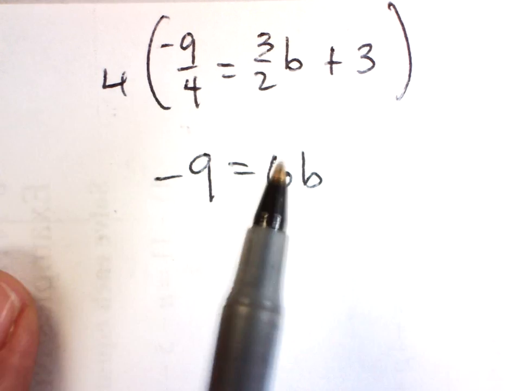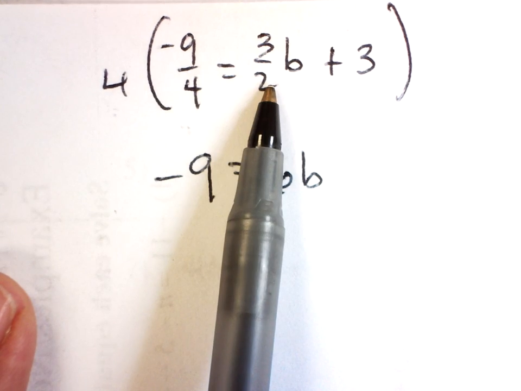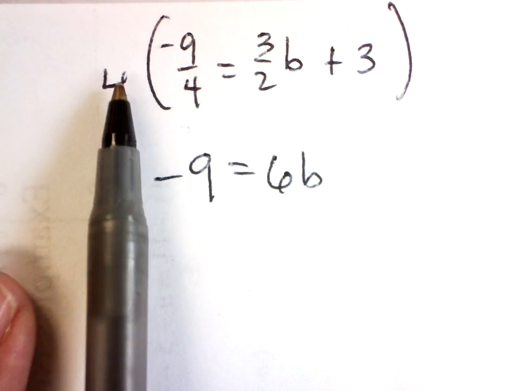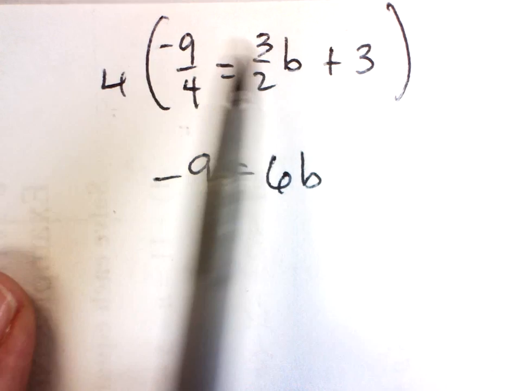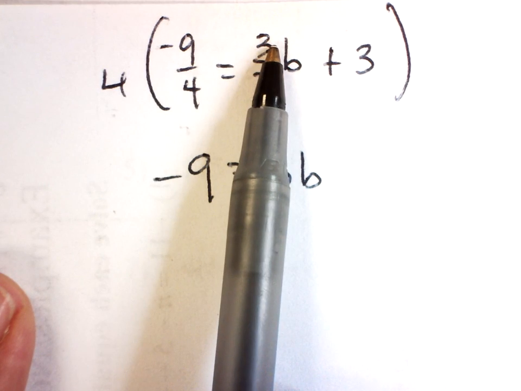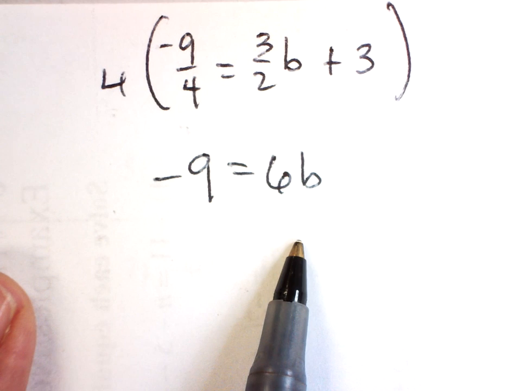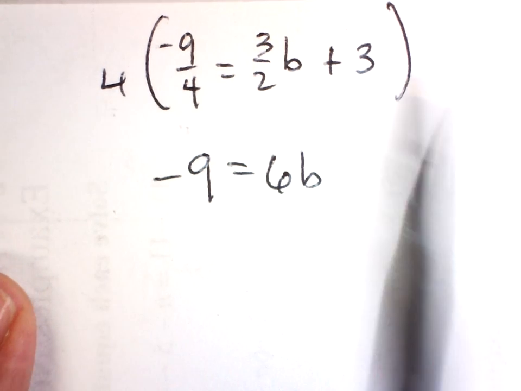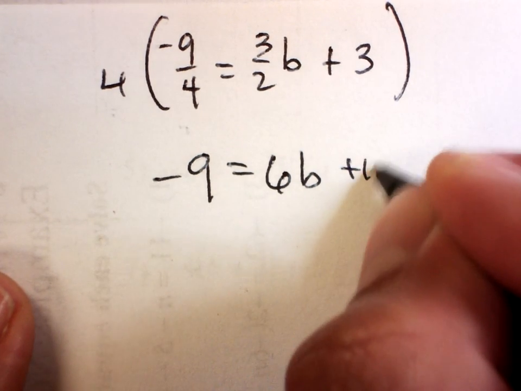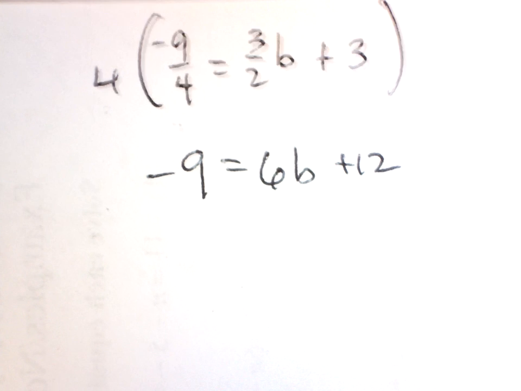Again, I cannot do 4 times 3 and then also do 4 times 2. That I can't do. I can only do the 4 times the top number because the 4 is on the top and the 3 is on the top. So I have 4 times 3, which is 12, and 12 divided by 2, which is just 6, and the b just stays there. And then I must also do the 4 times the 3, which is 12. So we got rid of the fraction, which is good.